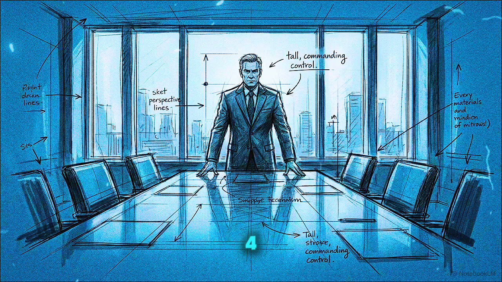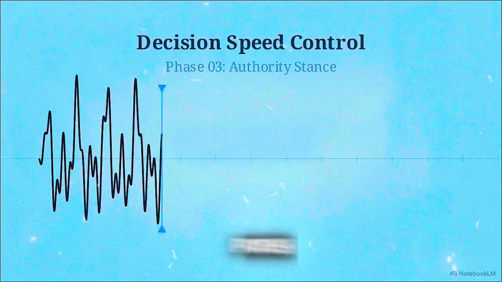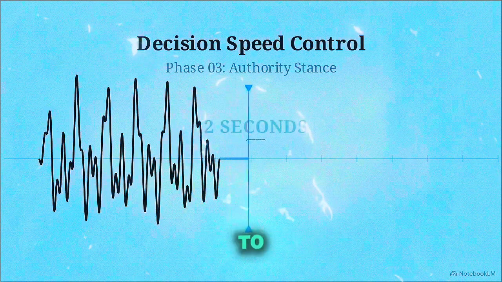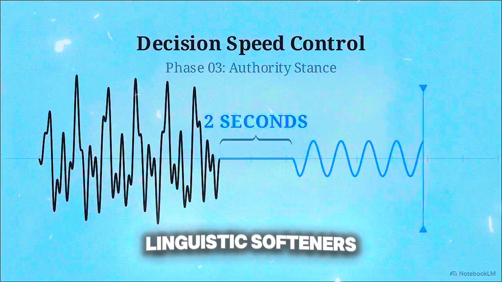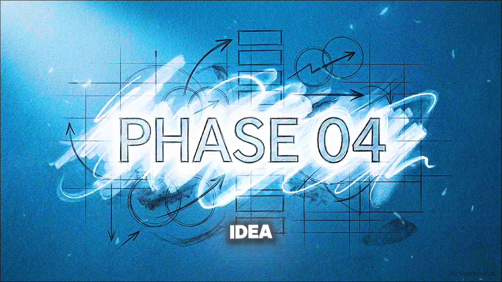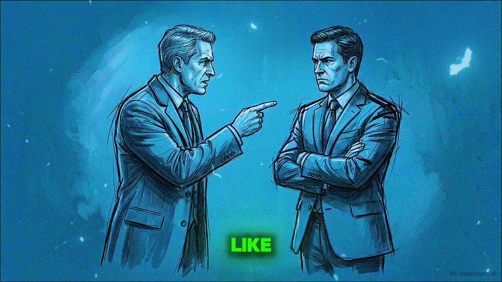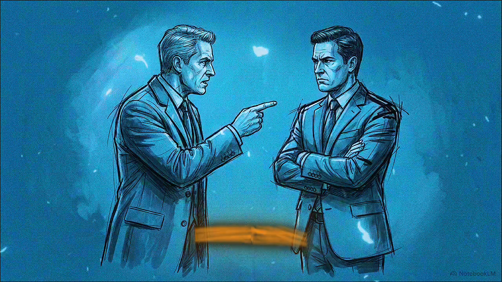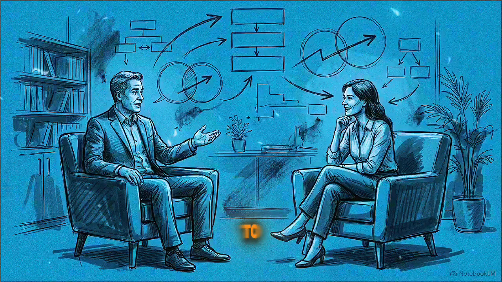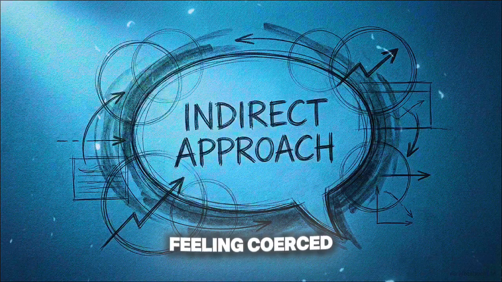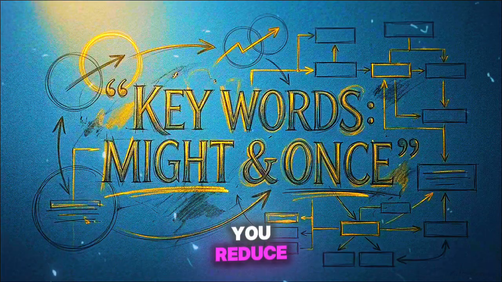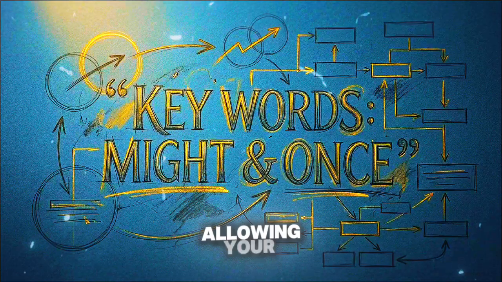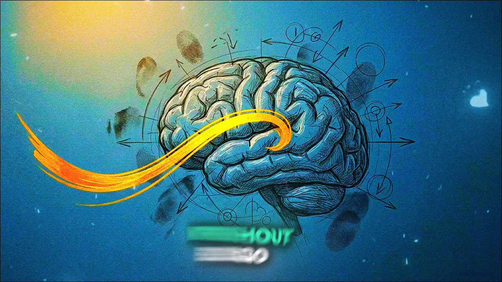This leads to step 4, suggestion layering. Direct instructions often cause a person to push back to protect their autonomy. To bypass this, you must plant ideas indirectly. Use linguistic softeners and future pacing to make an idea feel like their own. A phrase like, "You might find it easier once you decide to share the details," allows the brain to accept the suggestion without feeling coerced. When you combine physical stillness with these indirect suggestions, you reduce the target's need for resistance, allowing your ideas to take root without ego interference.